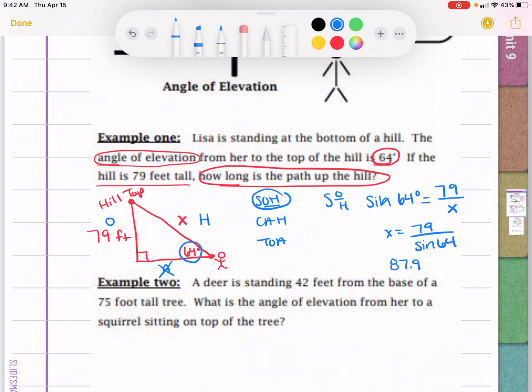And since this is a real-world problem, we want to include units. If you look at the picture, X is that path up the hill, so our units would be feet. So for her to climb up the hill, she would have to climb 87.9 feet.